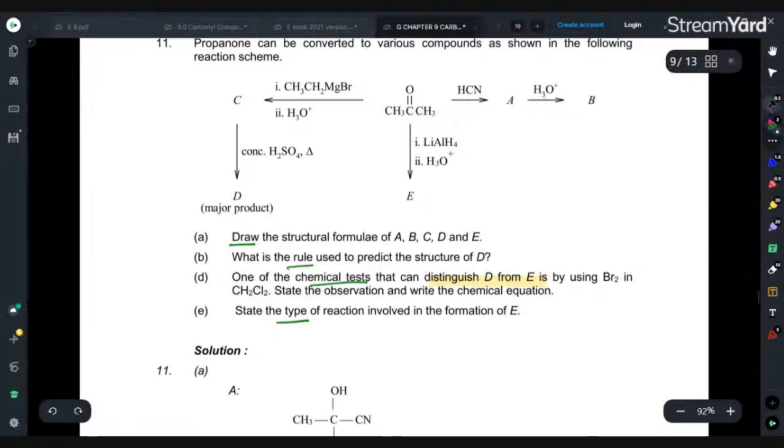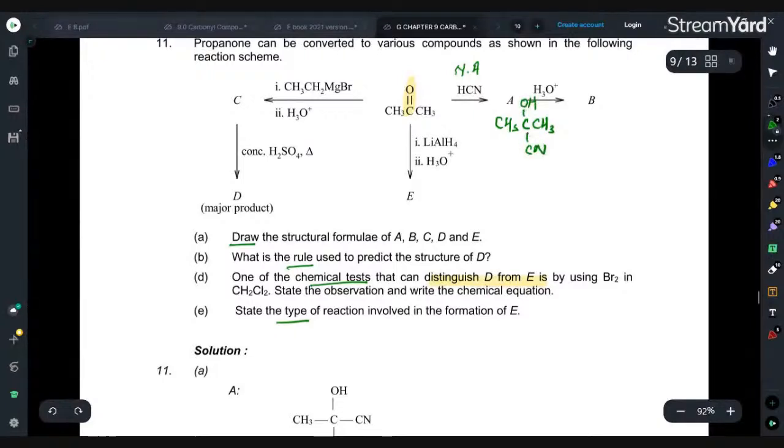Okay, this is ketone. I know this is nucleophilic addition. Nucleophilic addition. So A will become CH3, CH3, and then here becomes OH, and here CN.